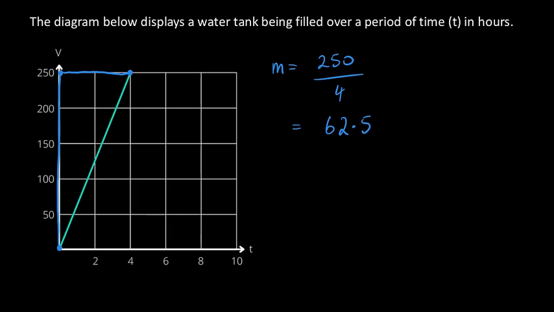What does that gradient mean? Well, in relation to the problem, it means that the tank is filling up at 62.5 litres per hour.